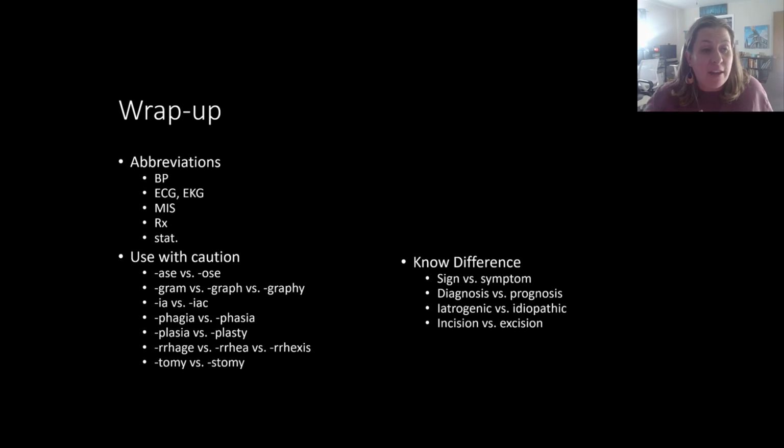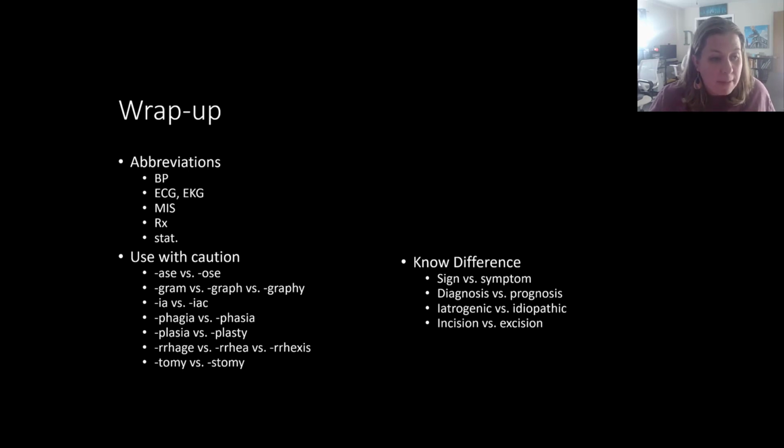So like IA is talking about the condition, but IAC is the person suffering from that particular condition. So phagia is the swallowing part, whereas phasia is the speaking part. Again, still dealing with the mouth, but there is a difference there. So plasia is the formation, whereas plasty is the surgical side. So with rrhagia, rrhea, and rrhexis, rrhagia is where you're talking more about excessive bleeding, rrhea is a flow or discharge, and rrhexis is more of a rupture. Again, they're very similar, but different enough, those subtle issues.